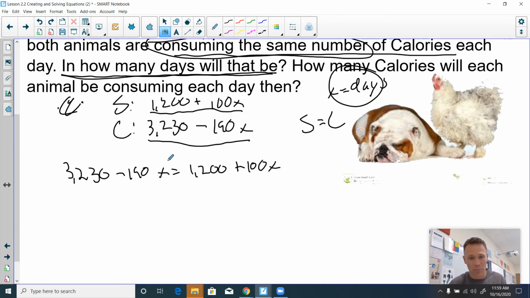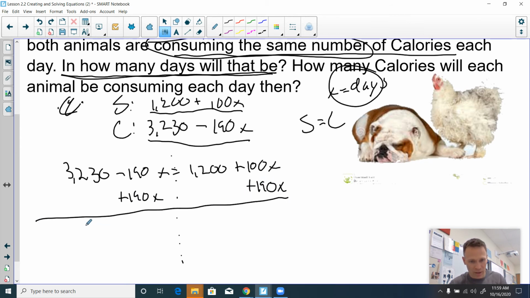Now I got variables on both sides. I'll draw my line through the equation. I'm going to add that 190x to both sides. That is the best first step. Now I got 3,230 is equal to 1,200 plus now 290x. And now I have a two-step equation, right? What's happening to x? I'm multiplying by 290, and I'm adding to 1,200. So I'm going to first subtract 1,200.